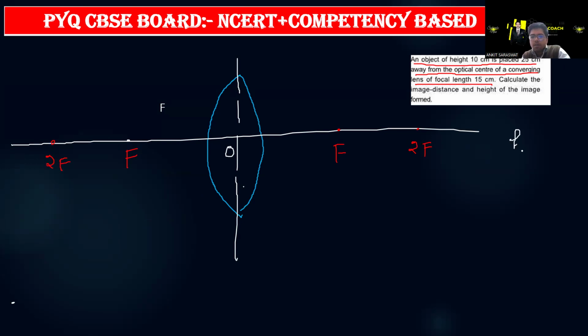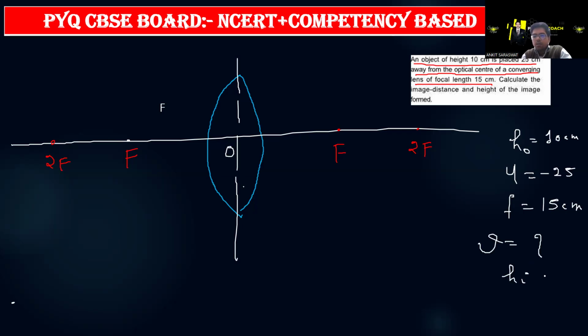Whatever data is given, just write that. It is placed 25 centimeter away from the optical center. It means u will be minus 25. Focal length, since it is converging, we will take plus 15. Calculate the image distance, means they are asking v, and height of image actually. So apply the formula and give me the answer.